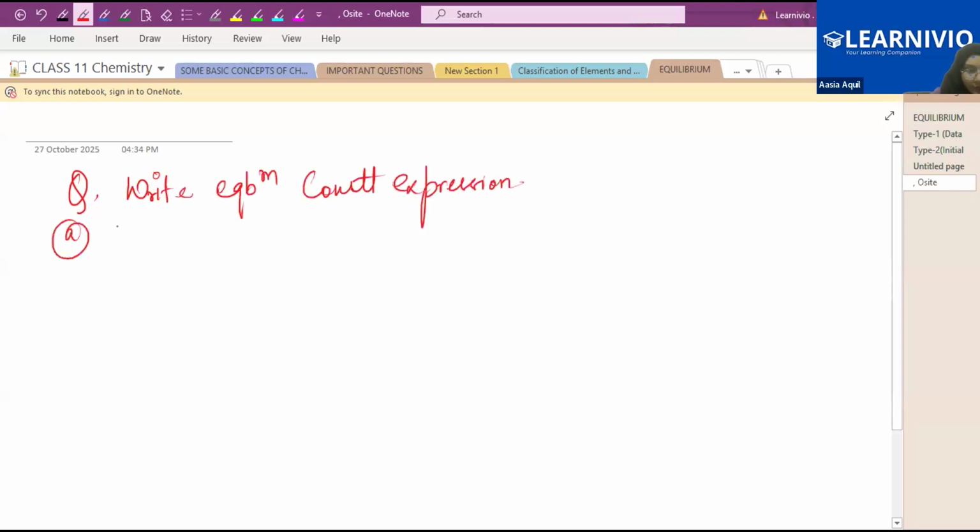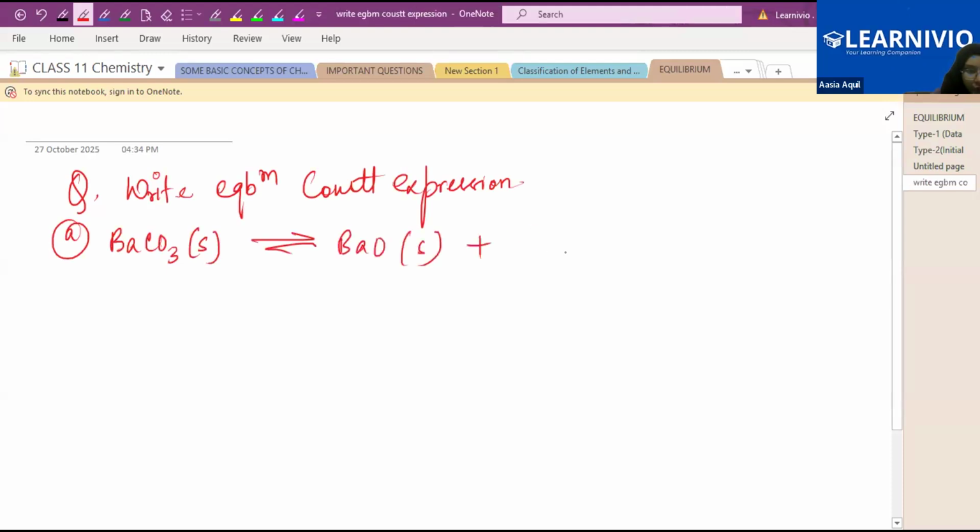First question was BaCO3, which is in solid form, CO2. Second, try to write down the question along with me, and also write down the answer.